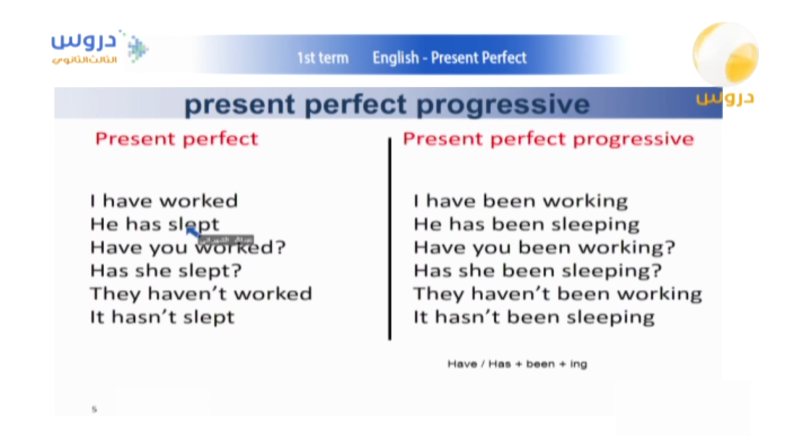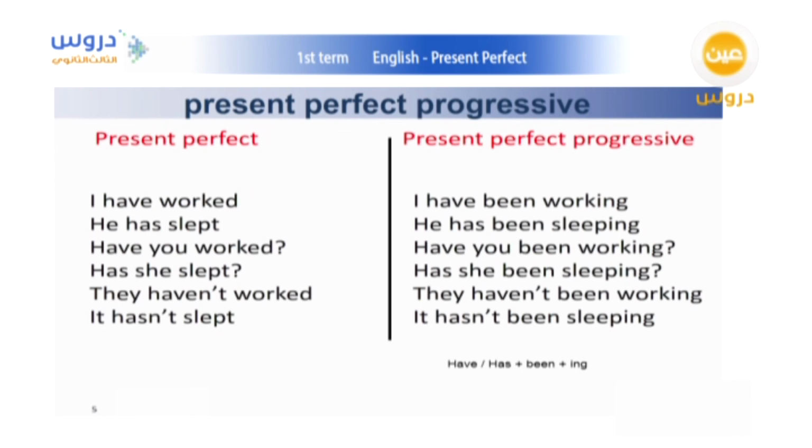So here is the form. Have or has plus been plus -ing. I have been working. He has been sleeping. Have you been working? With the questions, we start with have or has. And when we wanted to make it negative, just add not: haven't or hasn't. So we talked about the form.